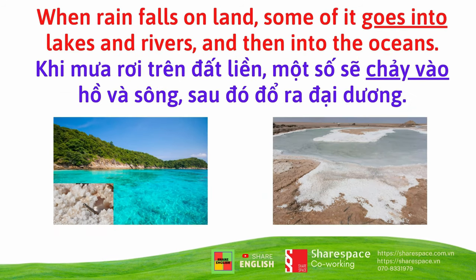When rain falls on land, some of it goes into lakes and rivers and then into the oceans.